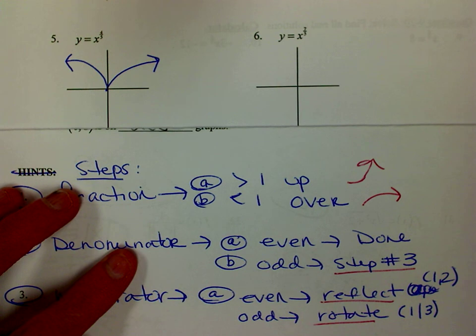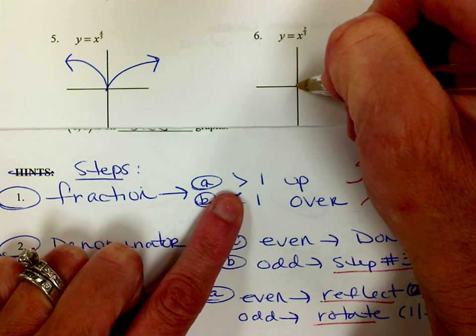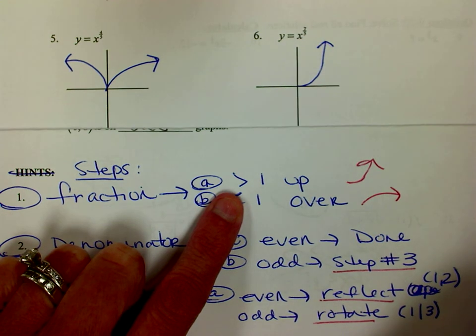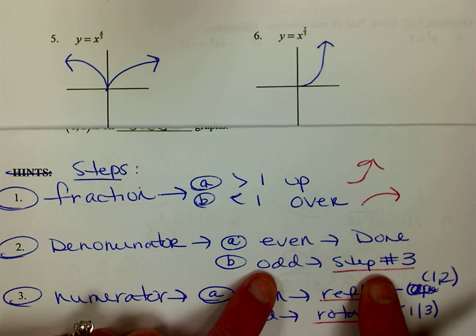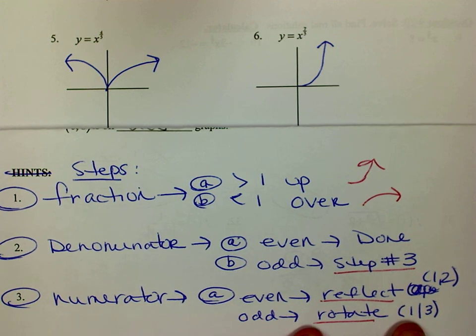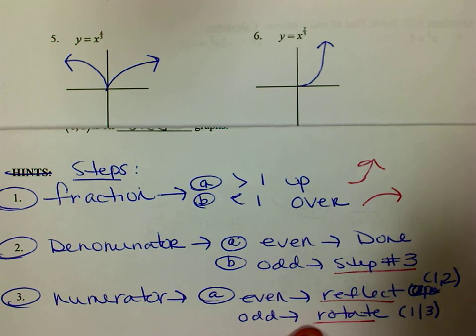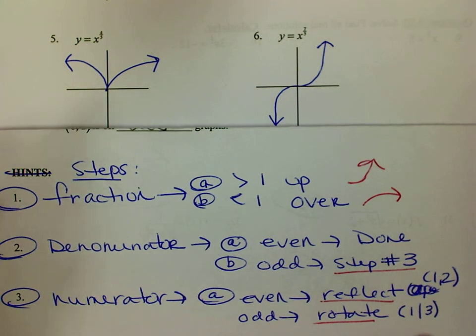Okay, number 6, my fraction is greater than 1, so I'm going to go up in the first quadrant. My denominator is odd, so I'm going to go to step number 3. My numerator is also odd, so I'm going to rotate. So I'm going to end up with a graph in quadrant 1 and quadrant 3. This is going to rotate down in quadrant 3.